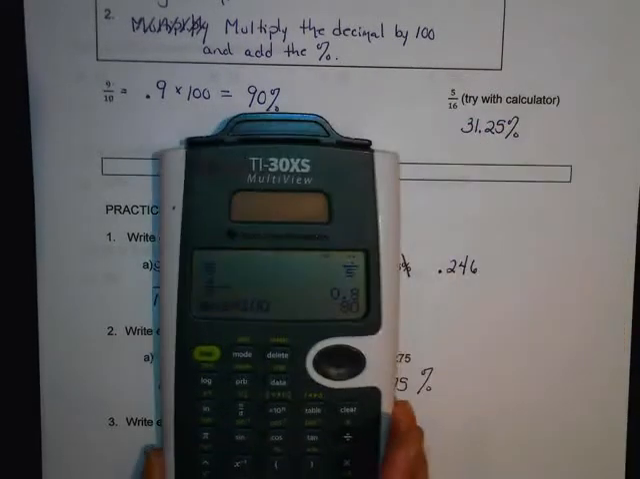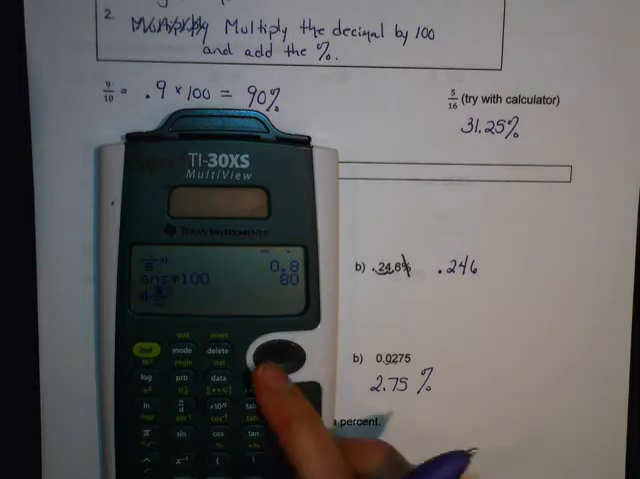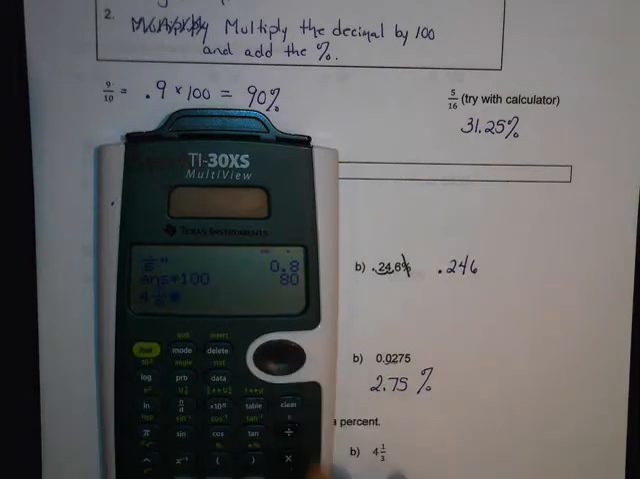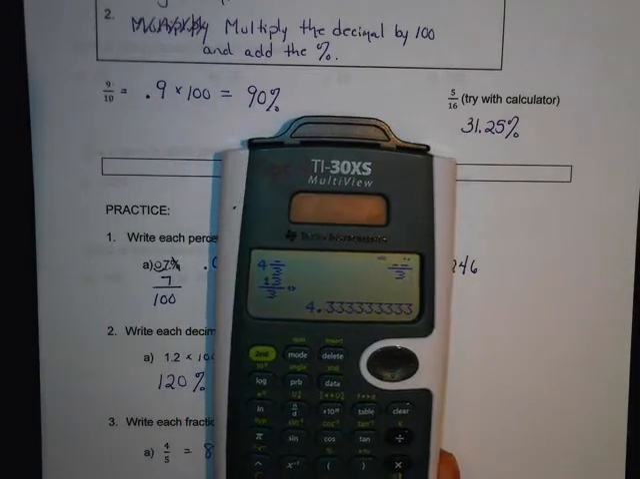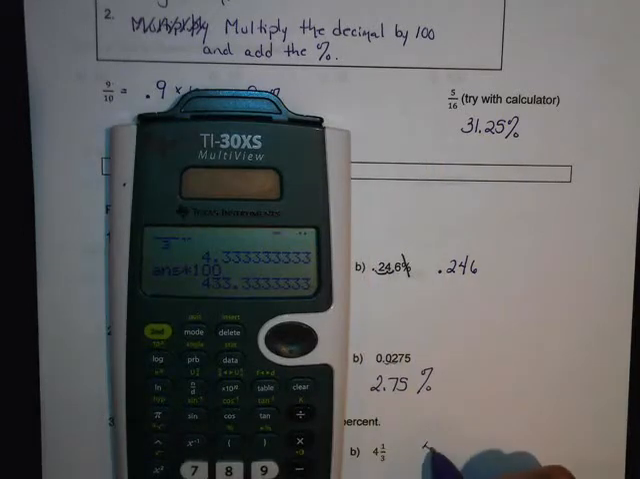All right, so look, I'm going to put this mixed number in. I have my mixed number key. I'm going to put this into my calculator, and I'm going to change it to a decimal. And then I just multiply by 100. There you go. So this is 433.3 repeat percent.